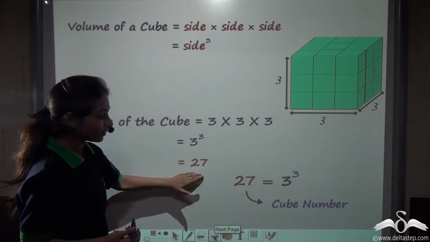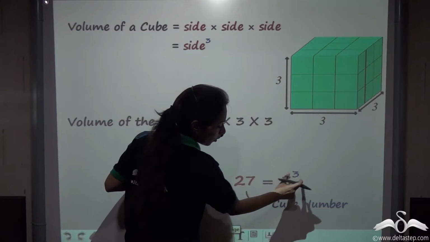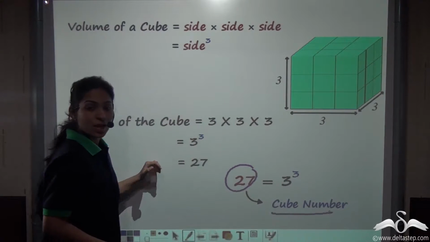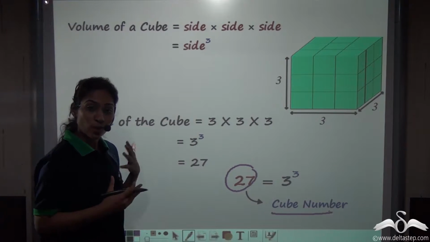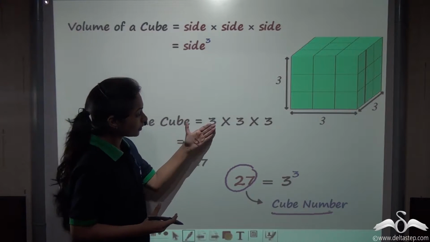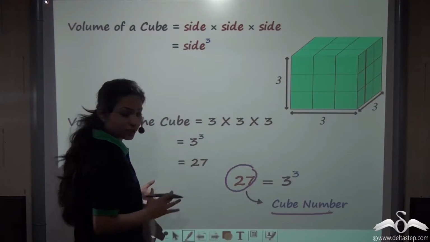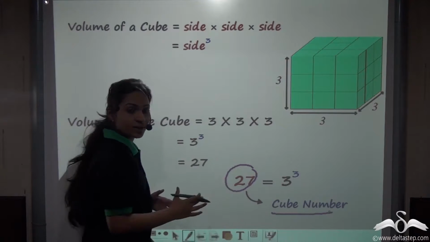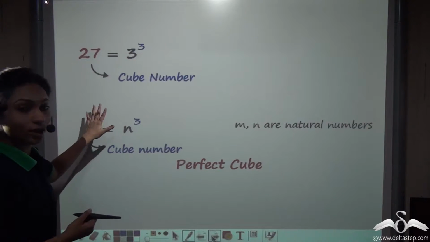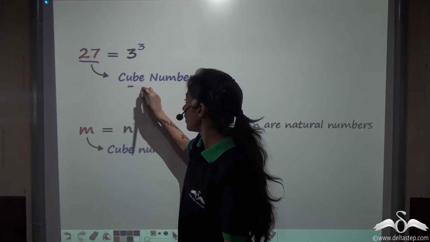Well, this 27 that we got, that is 27 cubic units, is actually a cube of 3. So this 27 will be known as a cube number, just like in squares we say a square number. Say 9 is a square of 3, so 9 is a square number. Similarly, here, when we multiply 3 with itself 3 times, that is, we find the cube of 3, we get 27. So 27 is a cube number of 3. So here you can see that 27 is the cube of 3, so it is known as a cube number.